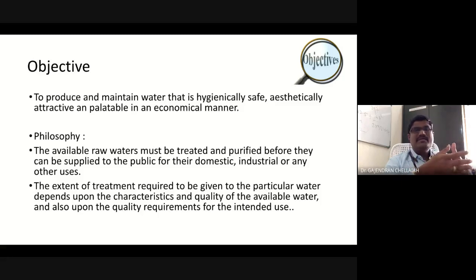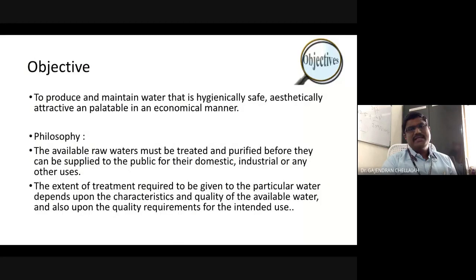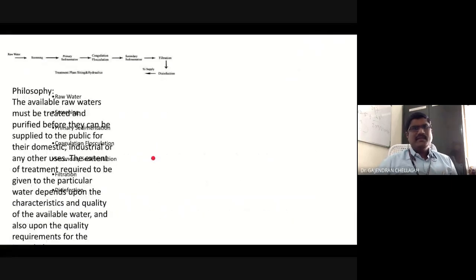Suppose it is for your domestic purpose, we need to maintain a certain set of parameters. If people are using it for drinking, bathing, or day-to-day life affairs, that will be different. Or if it is for street wash alone, we can keep it that way. Or the water you are supplying only for garden purpose, that will be different. That should be taken into account while considering the treatment of water at the first stage.